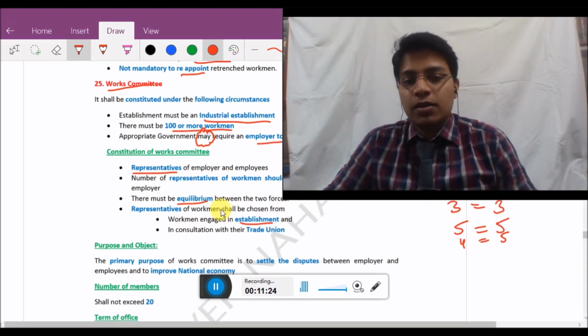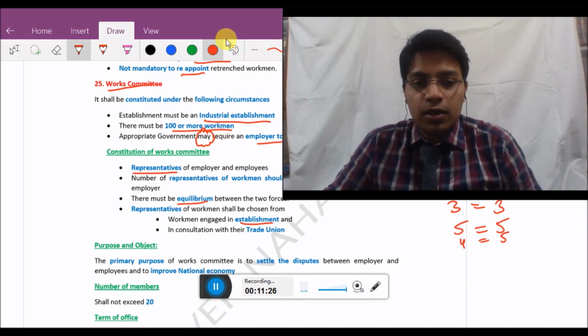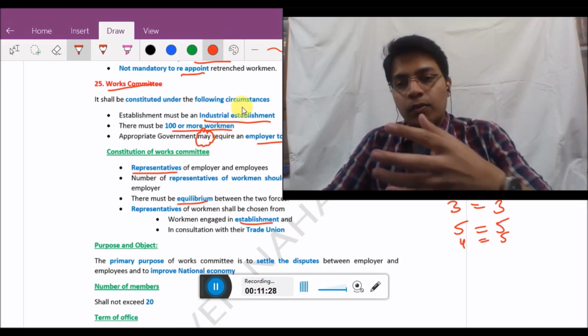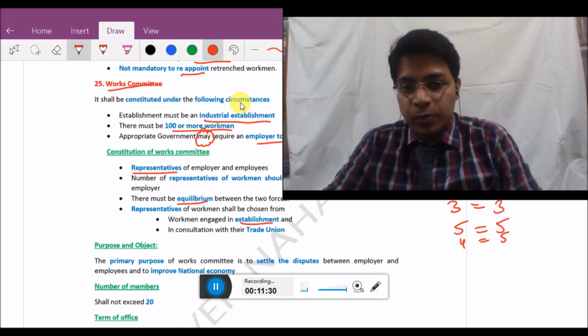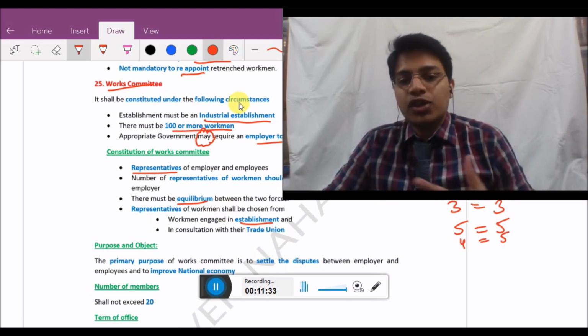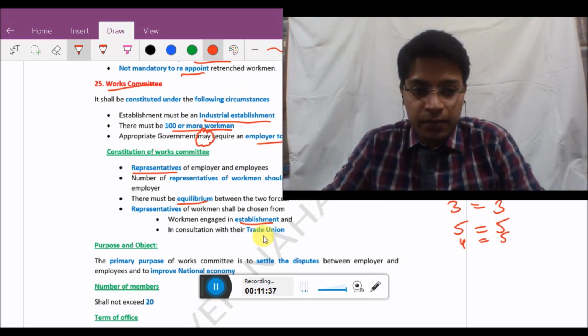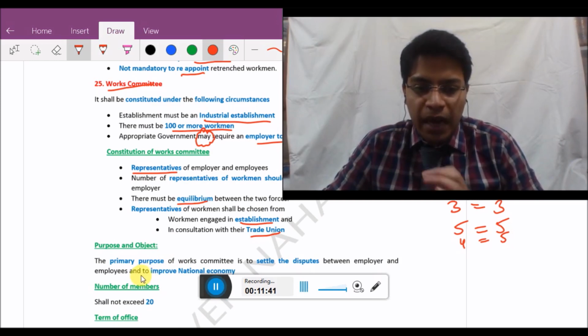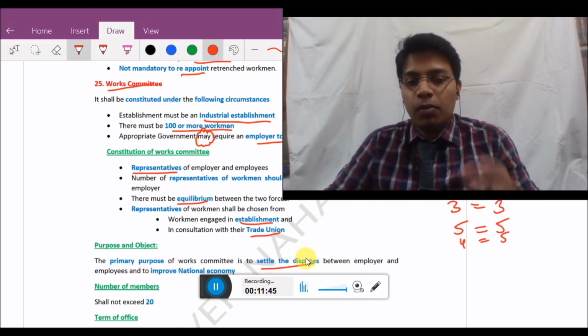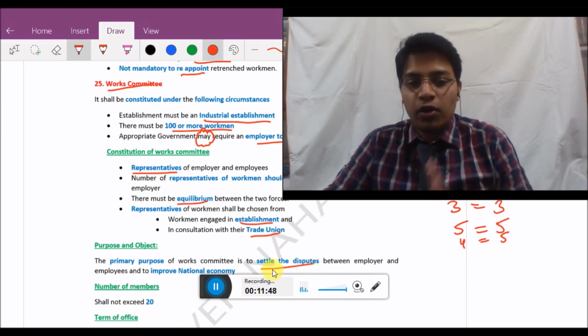How are the representatives of the workmen selected? From the group of workmen who are working in the establishment, and discussions happen with the trade union, and as per their recommendations the representatives are selected. Purpose and object: the primary purpose of the works committee is to settle the disputes between the employer and the employees and to improve the national economy.